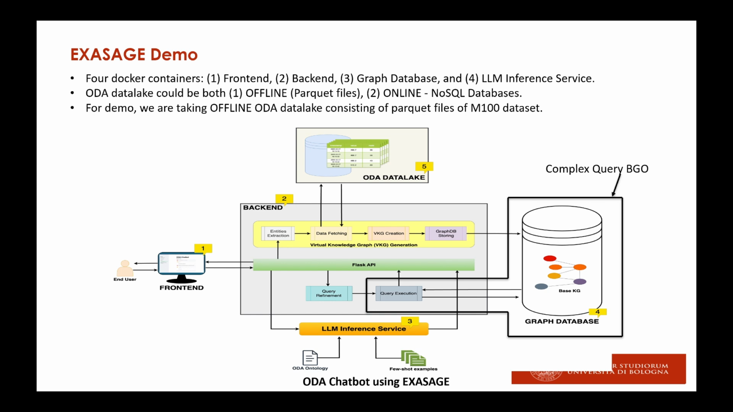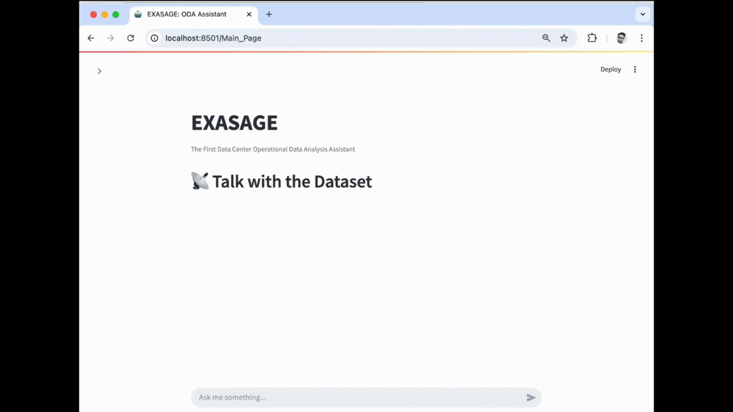So for the demo, we have 4 Docker containers: front end, back end, graph database, and the LLM inference service. The ODA data lake could be both offline Parquet files and also online with a direct connection to NoSQL databases. For the demo, we are taking the offline ODA.